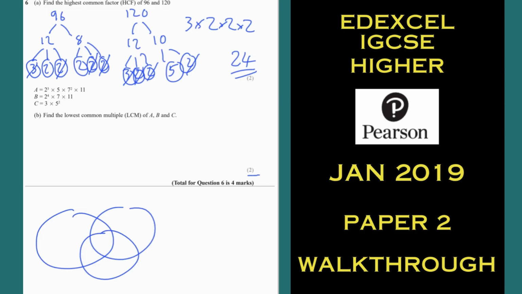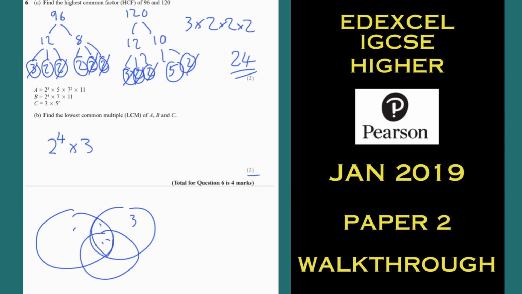So let's go up. Let's go in ascending numbers. Let's start with the 2s. 2 cubed goes into 2 to the 4. So when it comes to 2s, that's the highest power required. When it comes to 3s, 3 only appears in C. That needs to be included. That would be in your single things out there.